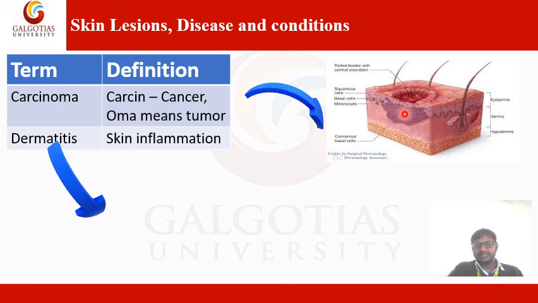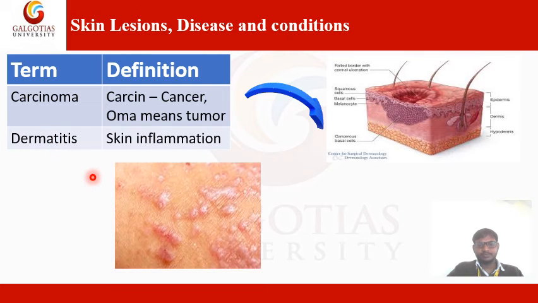In the human body, we are studying the dermis layer, that is the skin layer. There the epithelial cells will be present. Those epithelial cells can cause cancer, some abnormality like the formation of a tumor also. And skin inflammation. You can see the skin inflammation example. This type of rashes we can observe on the skin.